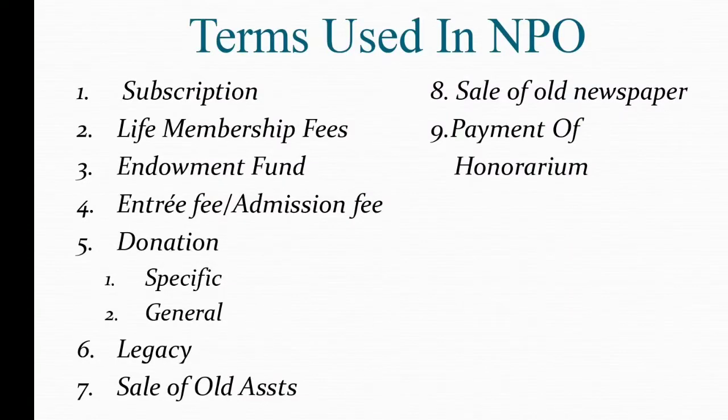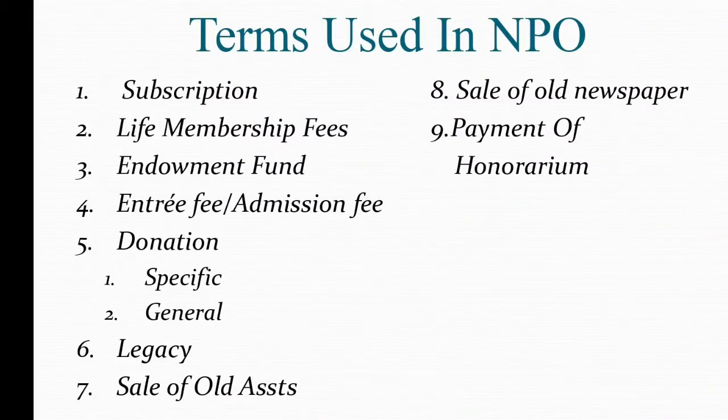Now the next term is entry fees or admission fees. Entry fees is the amount paid by every new member on admission. There is always a dispute on the treatment of entry fees. Some experts say that every new member pays this amount only once in his lifetime, so it is to be considered a capital nature item and shown on the liability side of the balance sheet. But some experts say that new members always come to the organization, so it is a regular income and is to be shown on the credit side of the income and expenditure account.